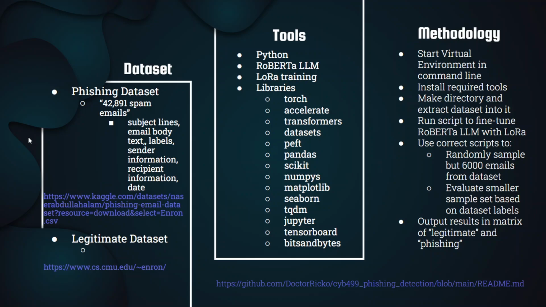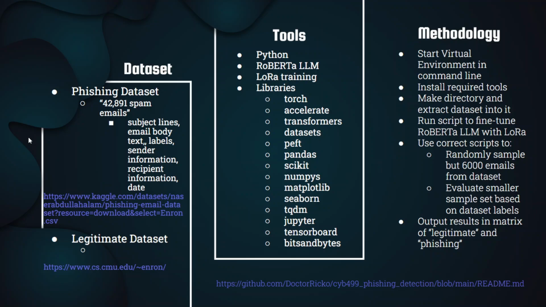When it comes to tools, Python was the language used to create the scripts, with many libraries needed, listed here, a few being Torch, Pandas, Scikit, and TensorBoard. The LLM used was RoBERTa, which is a robustly optimized BERT approach, which is similar to the BERT LLM, but better for being pre-trained. The LLM was fine-tuned with the LoRA technique, or low-rank adaptation, which can train an LLM effectively while saving a lot of memory.